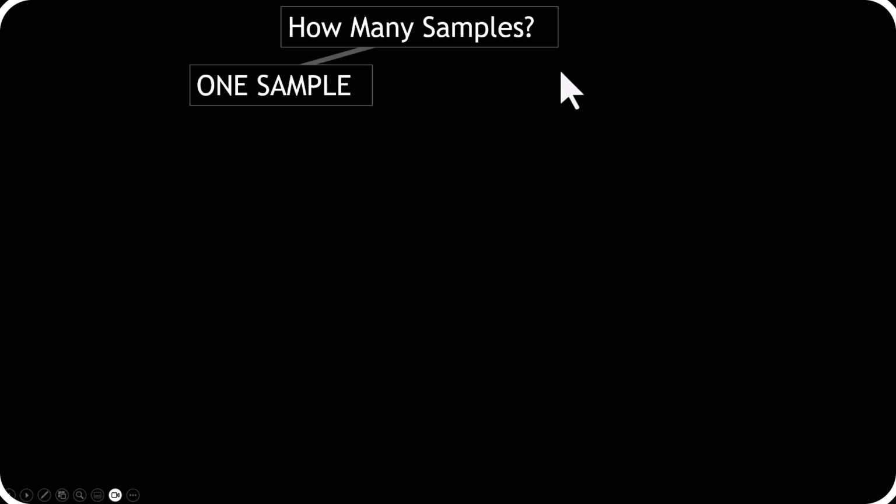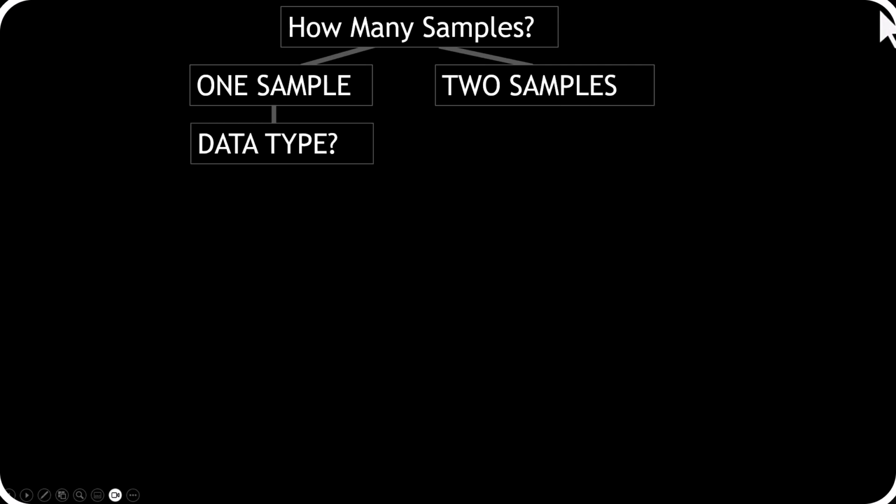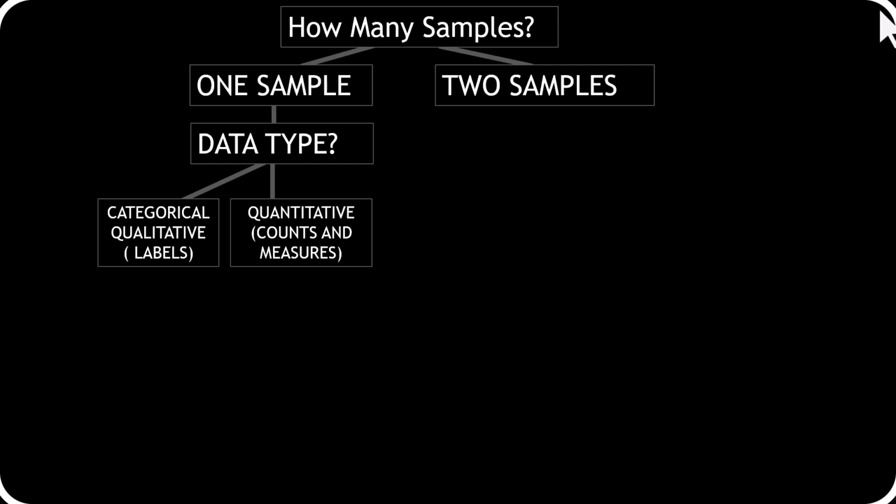Let's review the steps on deciding what type of hypothesis test you are being given. One question we always need to ask ourselves is, how many samples do we have? We could have 1 sample or 2 samples. If we have 1 sample, then we have to ask ourselves, what data type are we being given? Our choices are either categorical, which is also known as qualitative data, meaning labels, or we might be given quantitative data, which is counts and measures.